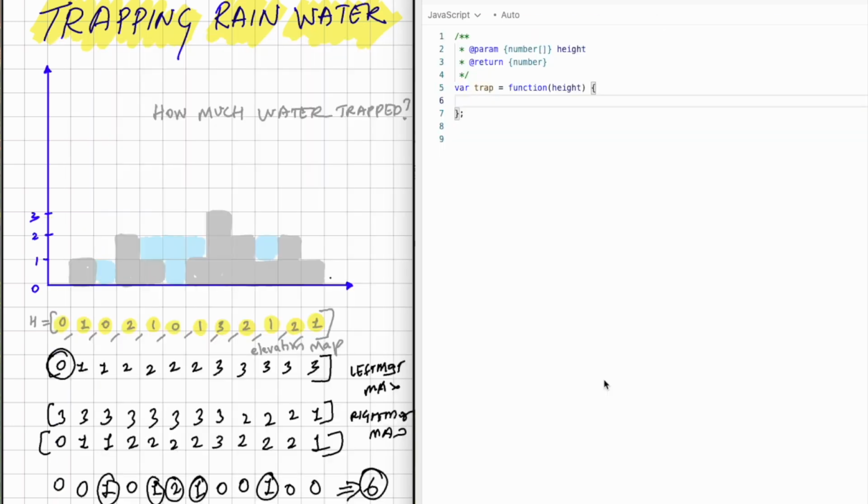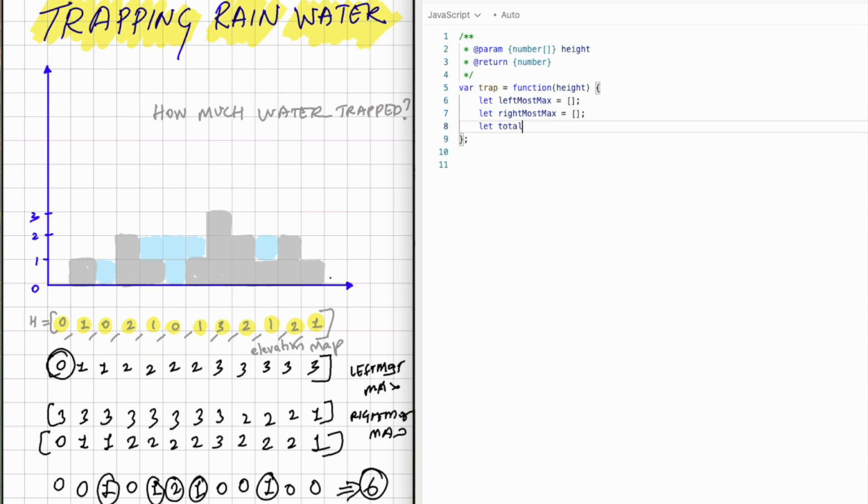First, we said that we will have a tracker which will be keeping track of the leftmost max values that we can have. And to do that, what we will do is something like this. Let leftmost max be an array that we will be going from left to right. Then we will also have an array from right to left. So I will say rightmost max is going to be an array as well. I will have a total water trapped value which will be written in the end.